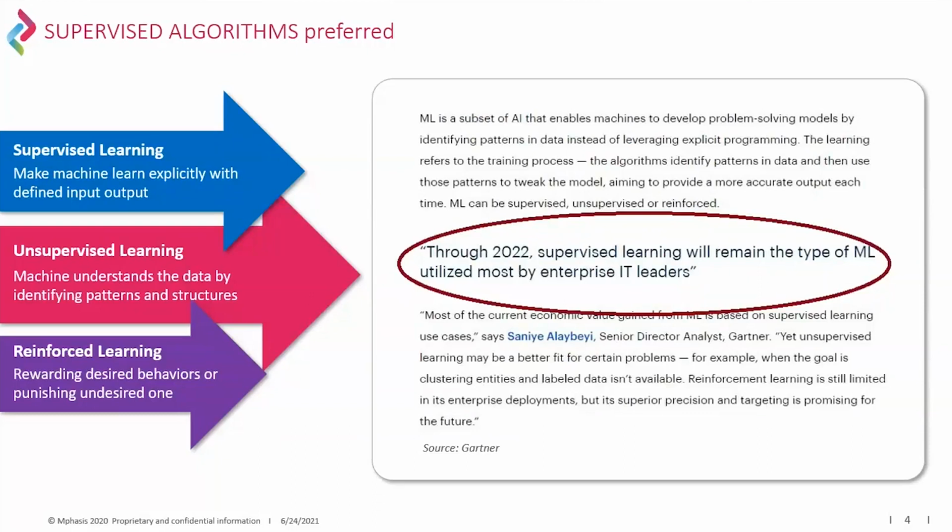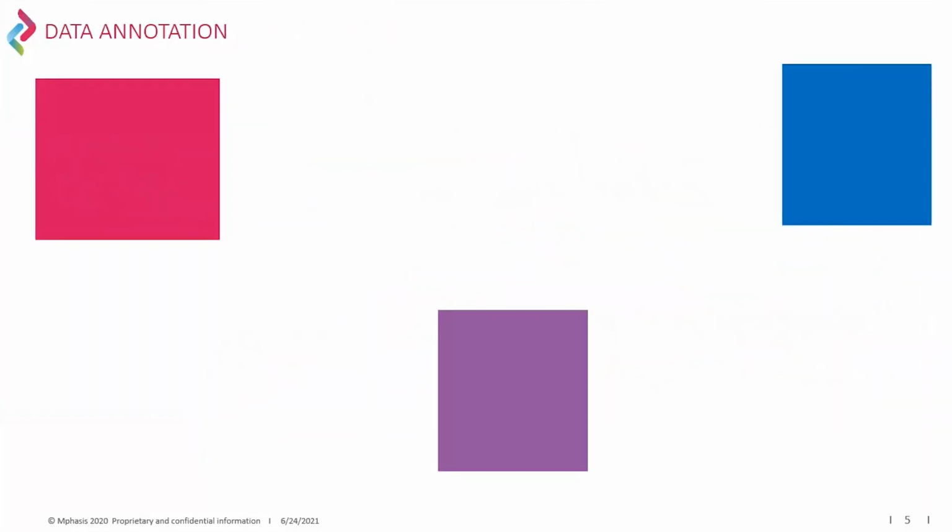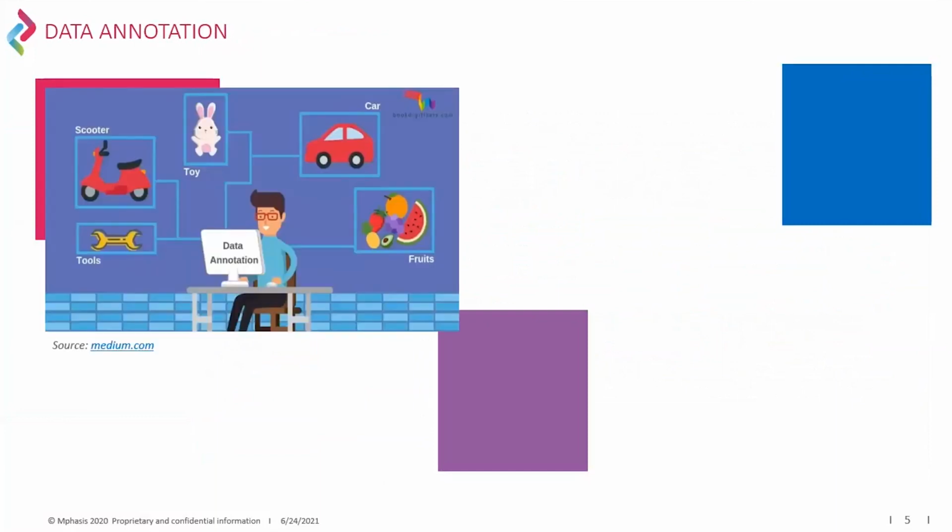But since the human is guiding an algorithm in supervised learning, this guidance is provided by a mechanism that we call data annotation. So data annotation in very simple terms means labeling a data point. In the context of image classification, what this could mean is a person is looking at an image and identifying what are the several objects present in it, whether it is a scooter, a car, a toy. So this is in the context of image classification.